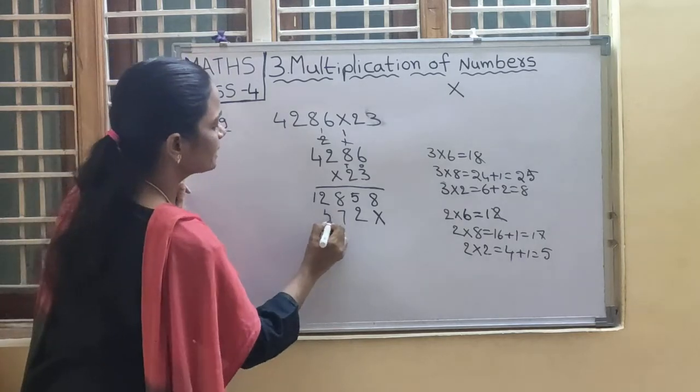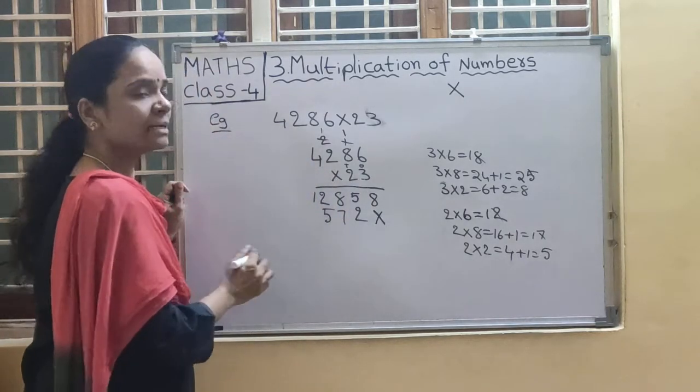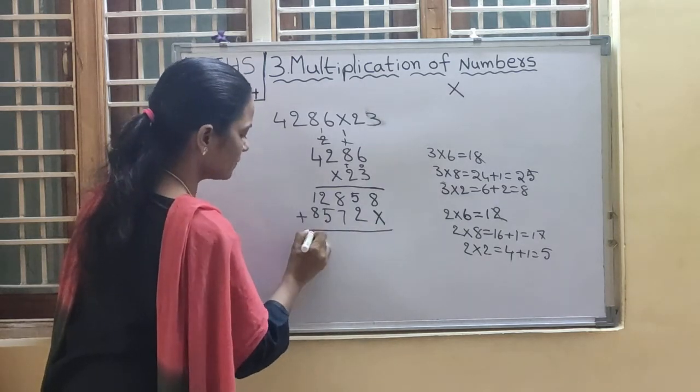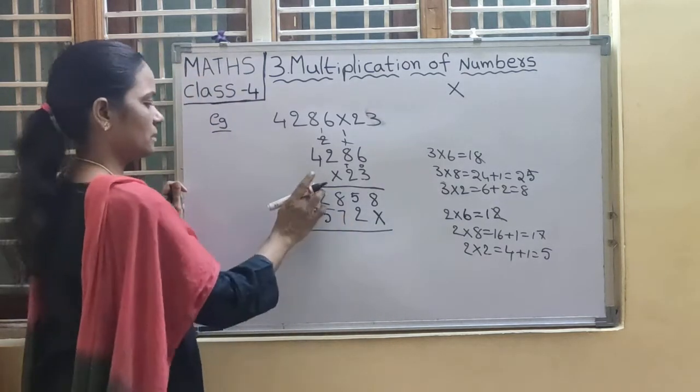So, 5 right here. Next, 2 4s are 8. Now, we have to do addition. We have to add these two numbers.